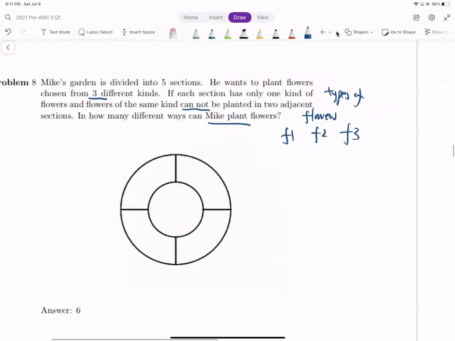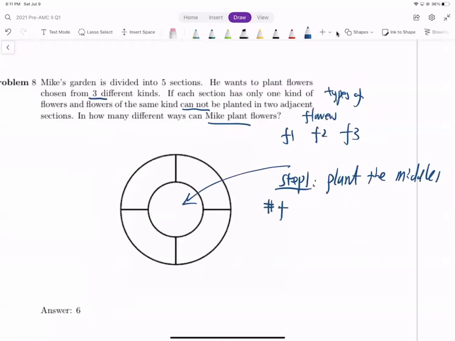Okay, we want to finish the task. So what's the task here? The task is to plant the garden. And we do different steps. So step one, we can say, okay, first, let's plant the middle one. Okay, so that's right here. Obviously, the number of options equals 3, and there's no restriction. You can plant whichever type you like.